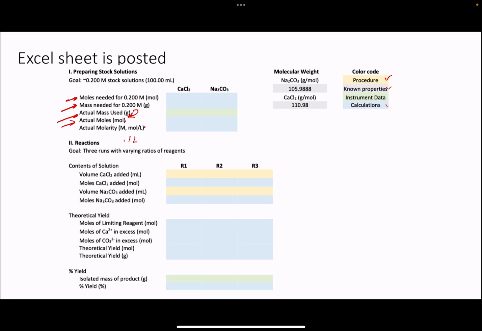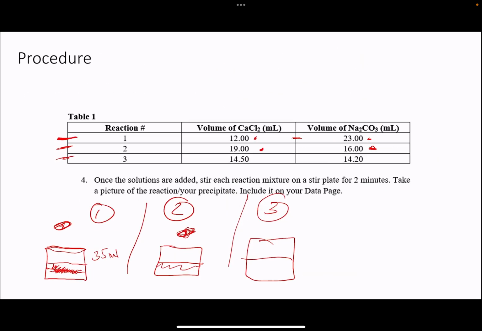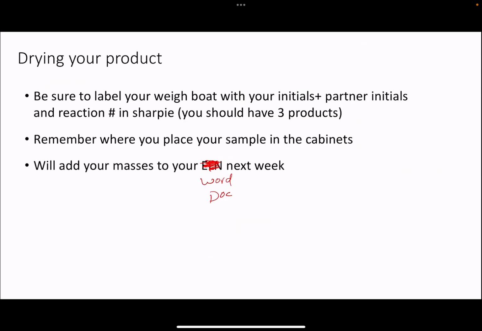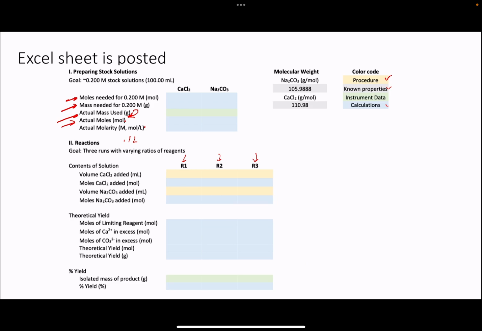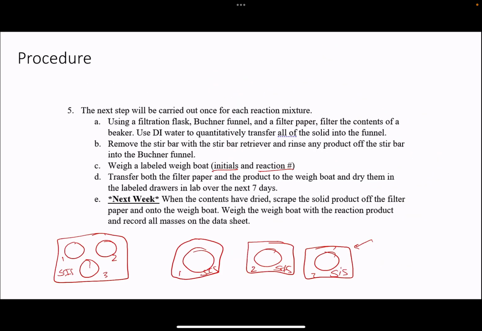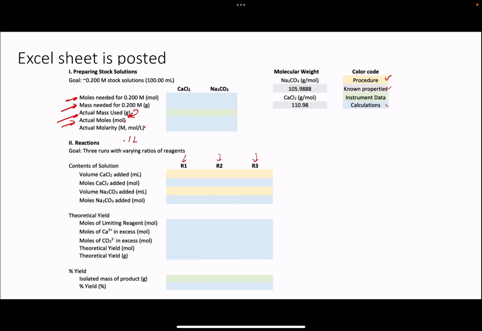And then moving down here, these are each of the 3 reactions that are coordinated with the 3 reactions that we are given in table 1 in your procedure. And so in this case, that first reaction, it was calcium chloride was 12, I believe. Calcium chloride is 12 and 23. So then that's given to you already. So 12 and 23. And so you'll just fill that in.